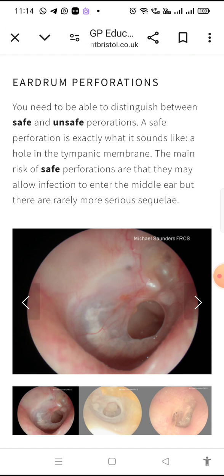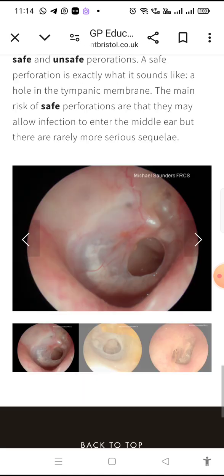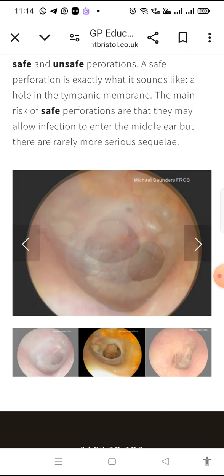An unsafe ear is when the perforation is not surrounded on all sides by a remnant of the tympanic membrane and directly abuts onto the bone. That is, the annulus itself is destroyed. So, outer epithelial canal skin can migrate into the middle ear. That is called skin in the wrong place, and that is called cholesteatoma. The risks of a safe perforation are that they may allow infection to enter the middle ear, and sometimes they have more serious sequelae. So let's have a look at various perforations.